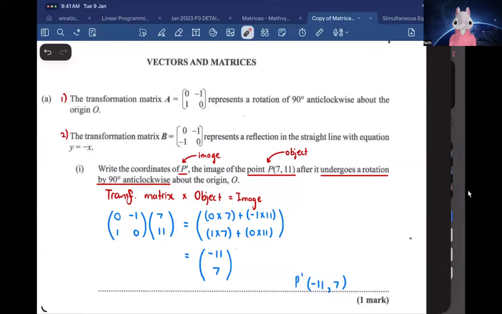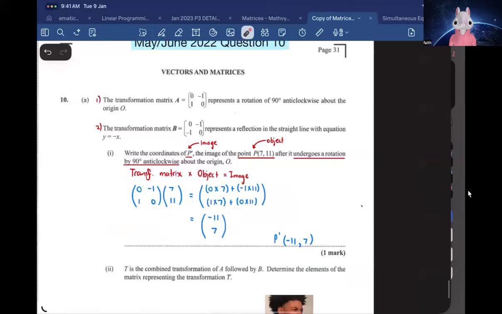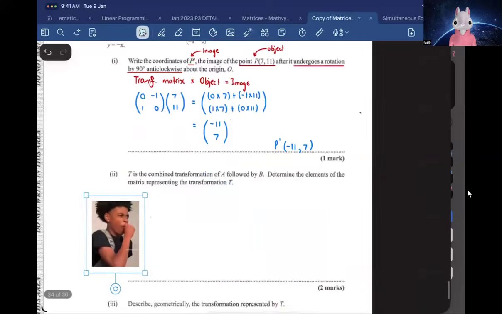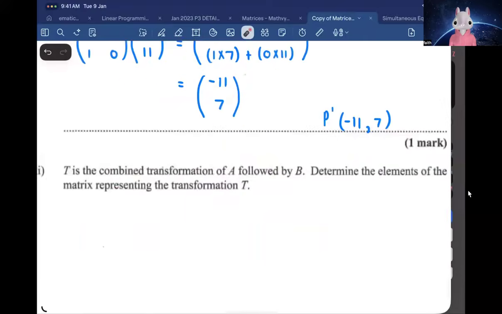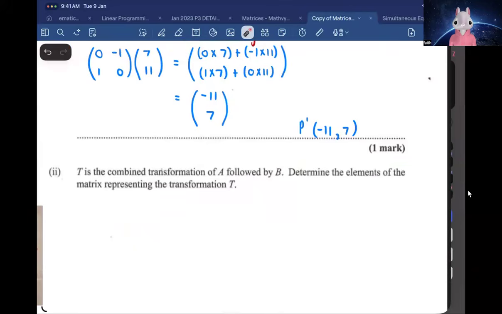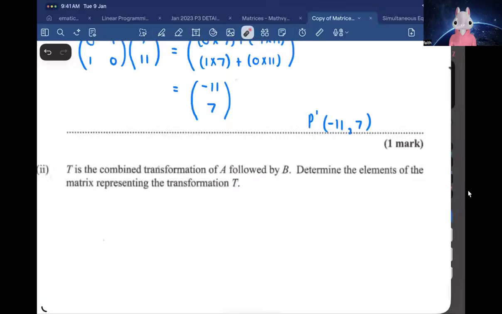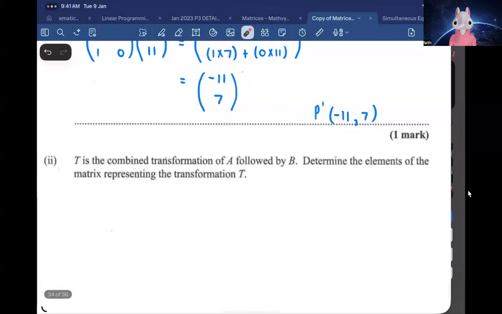So to get your image, you multiply the transformation matrix by the object, and that would give you the image. All right. Okay, so Aaron, we have a combined transformation question now. Give it a read. T is the combined transformation of A followed by B. Determine the elements of the matrix representing the transformation T.